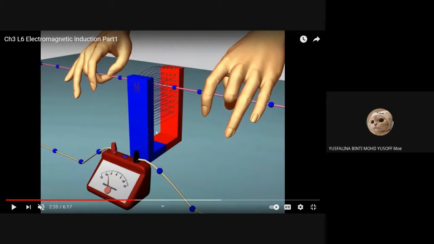So when you change the direction, you go up. You bring the conductor and cut it in the opposite way. So you can see the deflection of the galvanometer is in the opposite way. It goes to the left. So this shows the direction of the current. The direction goes here and then goes here, and we complete the circuit.